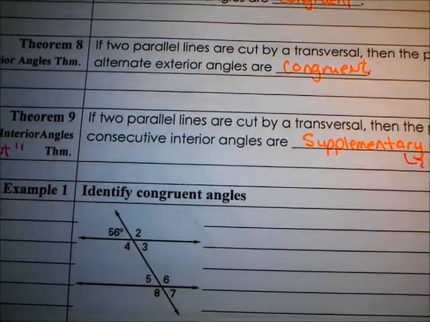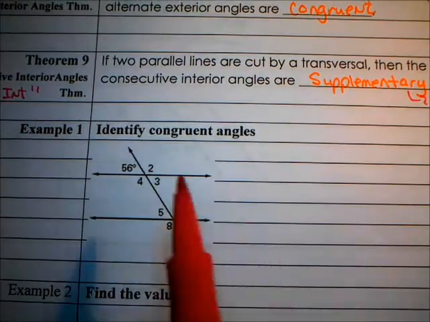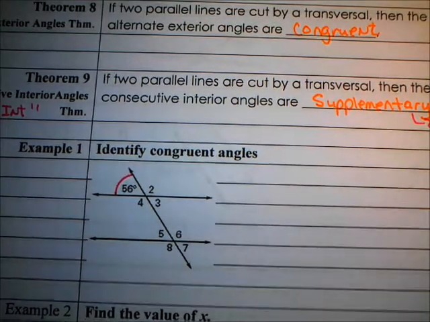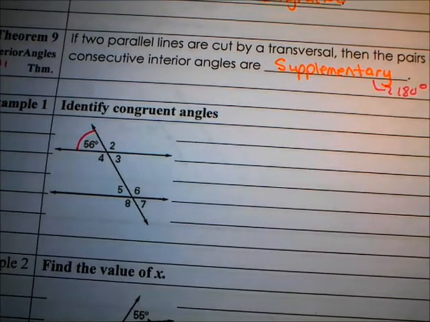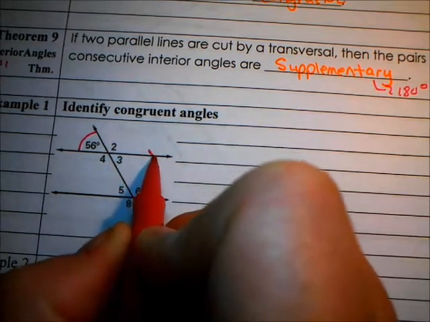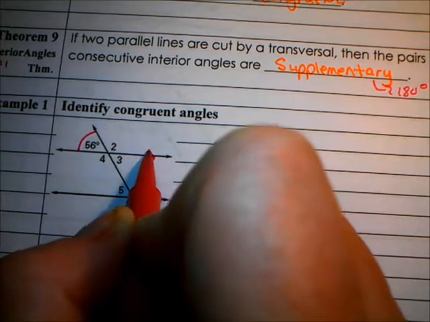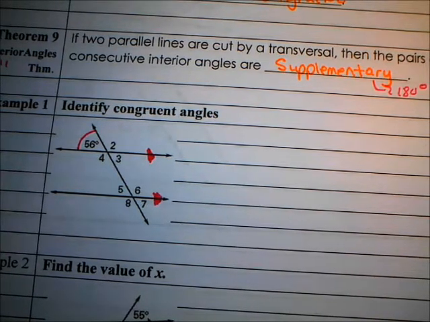Okay, on example 1 it says identify congruent angles, and if I'm looking at my picture, this angle up here at the top is 56 degrees. So I want to name every angle that is congruent to it and state why. Also realize they didn't put it on here that this top line is going to be parallel to the bottom line. They should have had little triangles on there symbolizing that they are parallel for this to work.